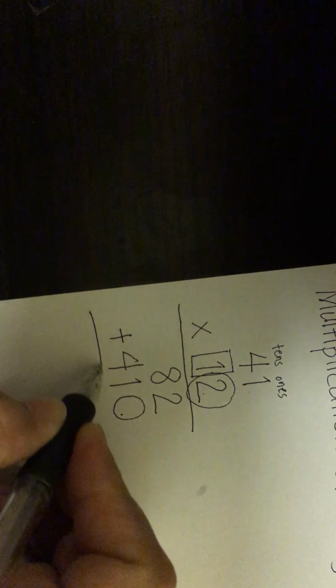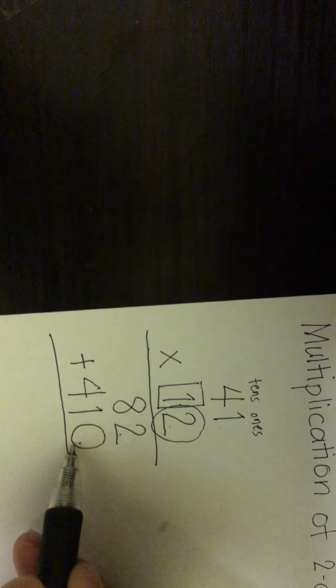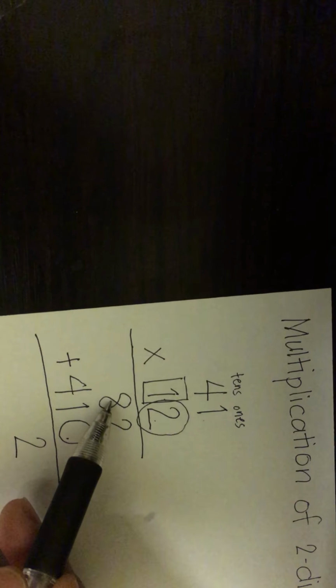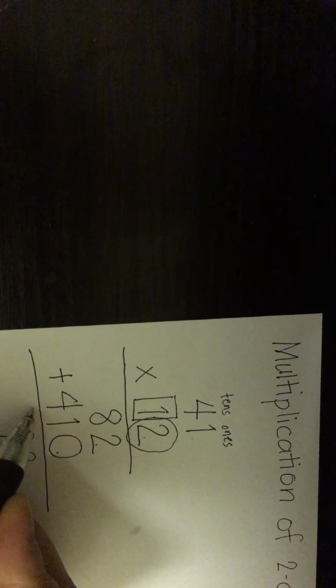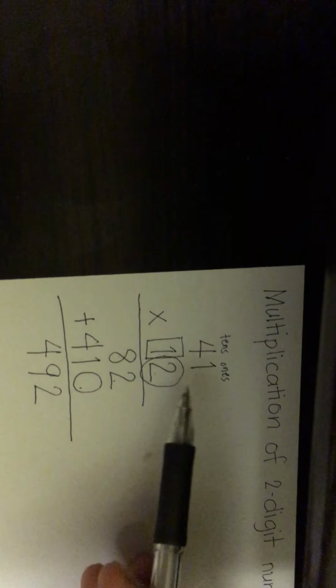Add. Again we align all the ones. 2 plus 0 is 2. Then 8 plus 1 is 9. There's no number here, so we just bring down 4. Now this is the final answer: 41 multiplied by 12 is 492.